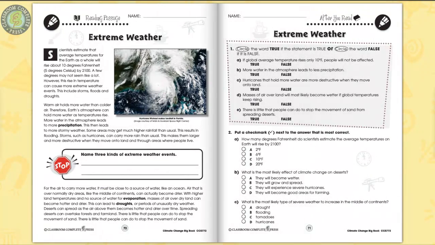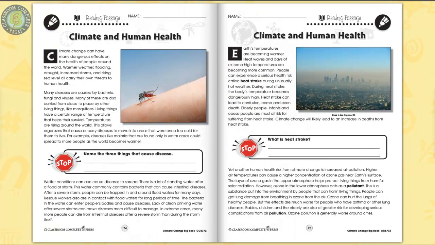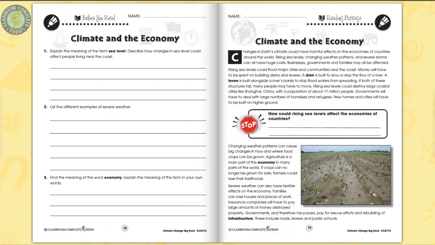Follow up with Section 2, Climate Change Effects. The reading passage is where you'll find all the curriculum content. See how changes in climate affect an area's economy by virtually destroying the farming industry.